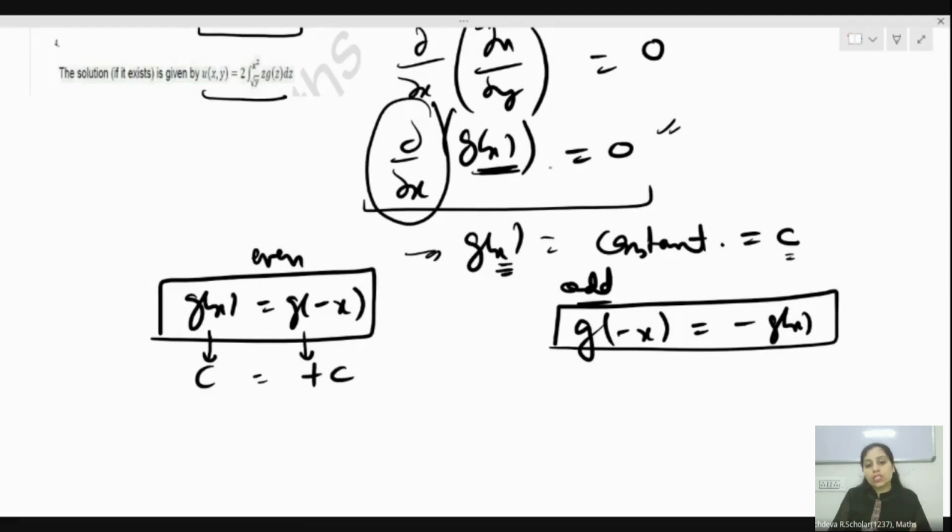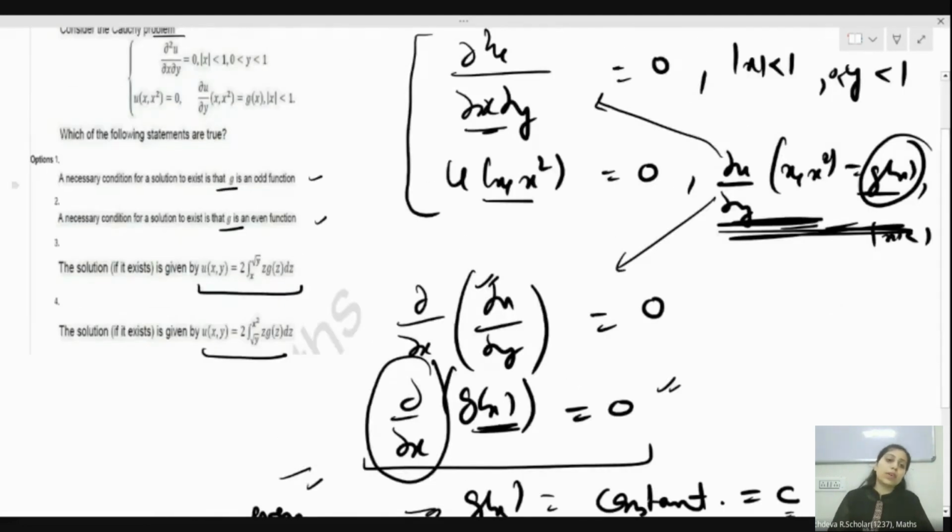There is no change in the function. And here c is not equal to minus c. So the function is only an even function. The constant function is always an even function, not an odd function. So the option number first is cancelled out and second is true.